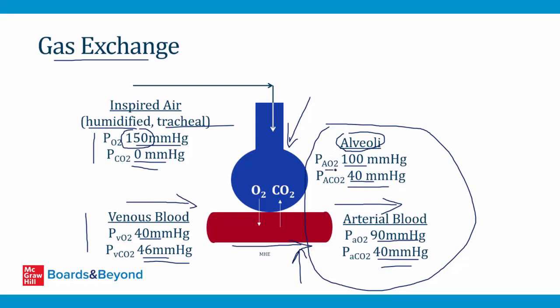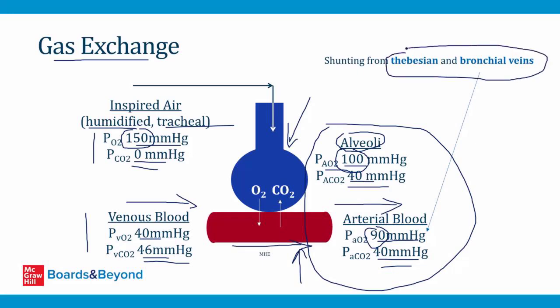The PaO2 is also becoming the same, but the reason there's a difference between 100 and 90 here is because we have some mixing of blood from veins like the Thebesian and bronchial veins. These are veins in the lungs that don't allow blood to flow past alveoli. So the blood in these structures right here does not get oxygenated, and it mixes with the blood flow coming out of pulmonary capillaries.